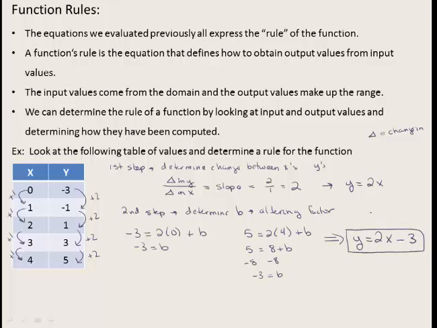Now we want to write this in function notation, so I'm going to alter it to be f of x is equal to 2x minus 3. And this will be my final answer. In function notation, this describes the rule for this set of values.